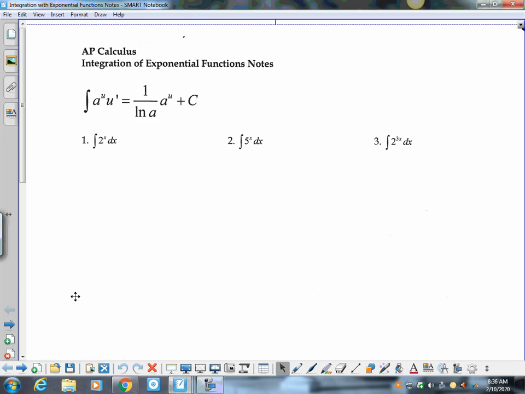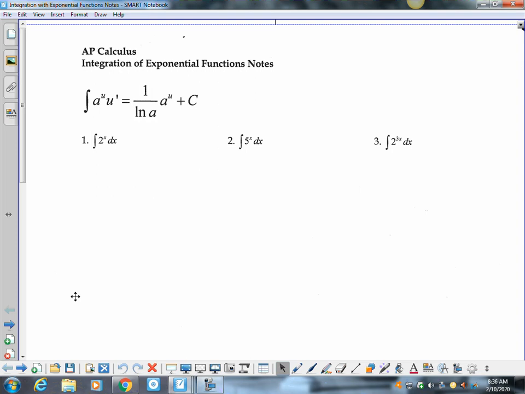Okay, so this is integration of exponential functions. Okay, so what makes something exponential? Not just that it has an exponent. Yeah, it has to have variables in the exponent. So if we look at the first three, we can see that we have something, which is your a, to the, and your power has an x in it.